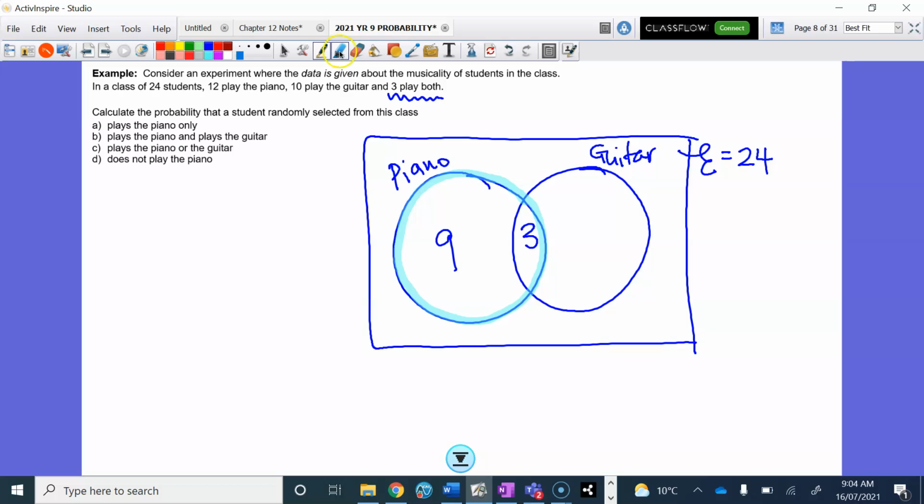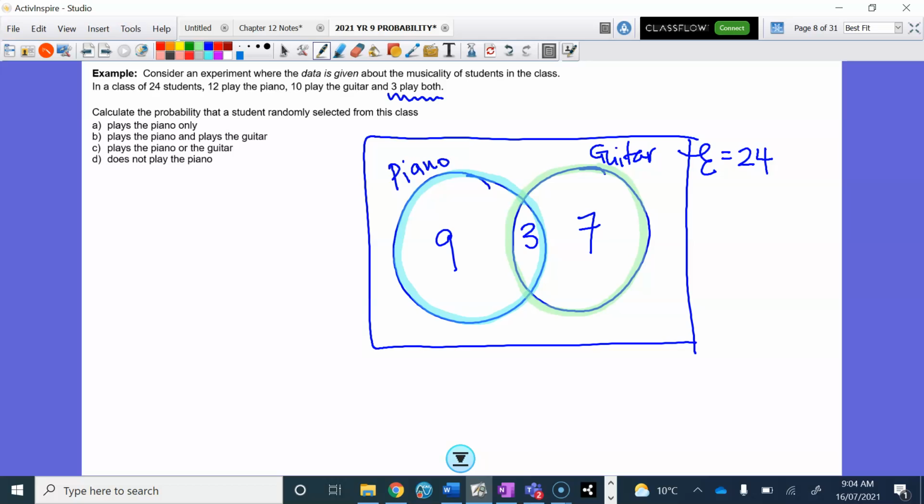In the same way, the circle that represents, I'll just do that in a slightly different colour, the circle that represents guitar students needs to total 10. Again, we already have 3 students that play guitar. They just happen to play piano as well. So if I already have 3 students that play the guitar, and I need a total for that circle of 10 playing the guitar, it means 7 students play guitar only.